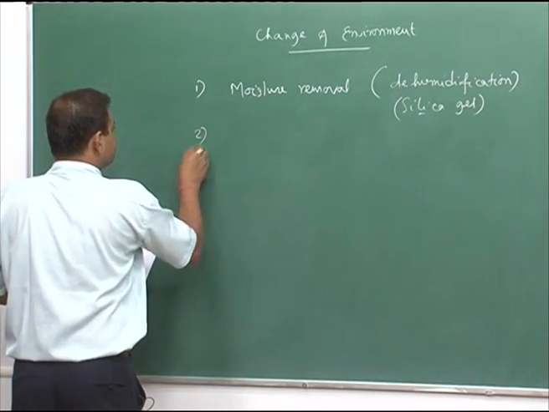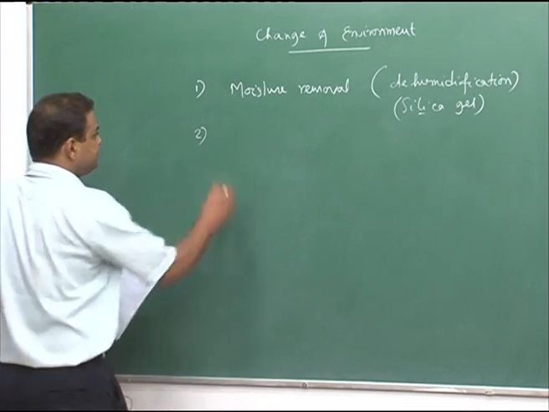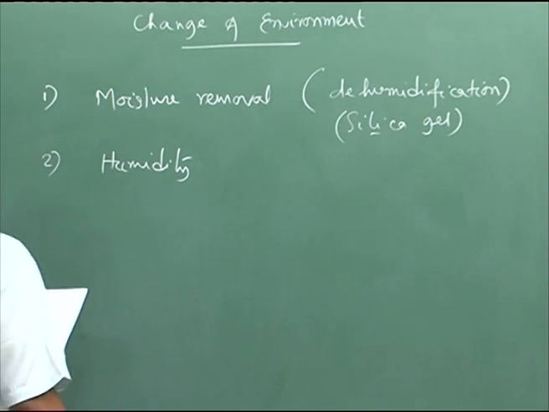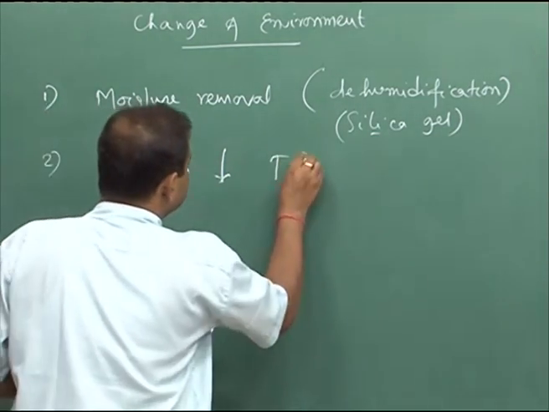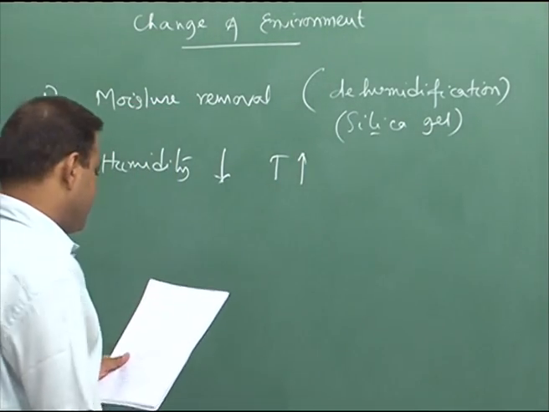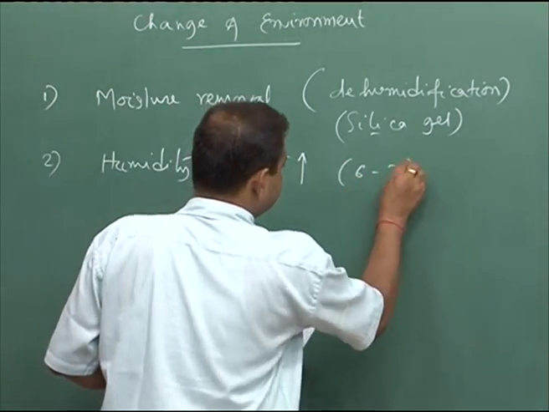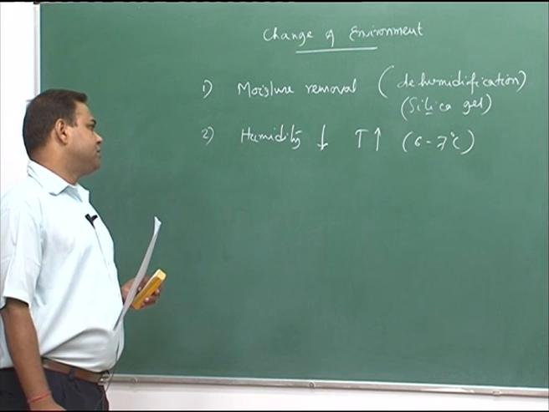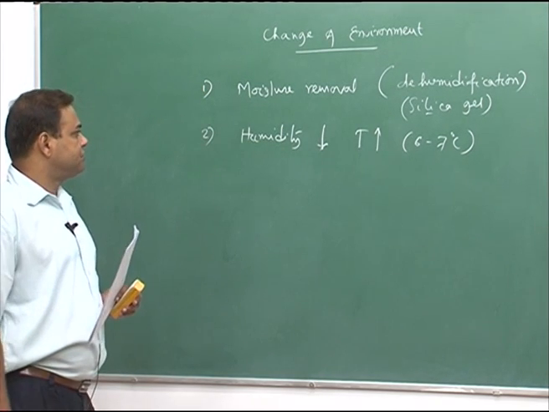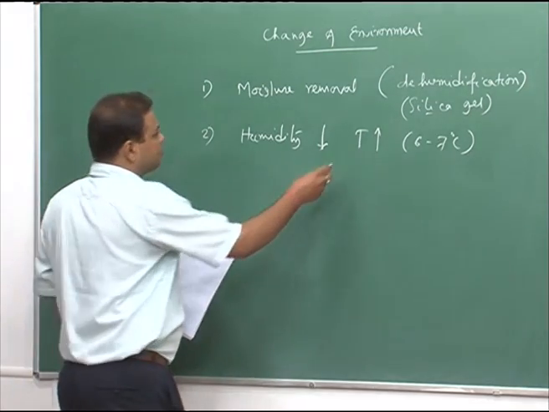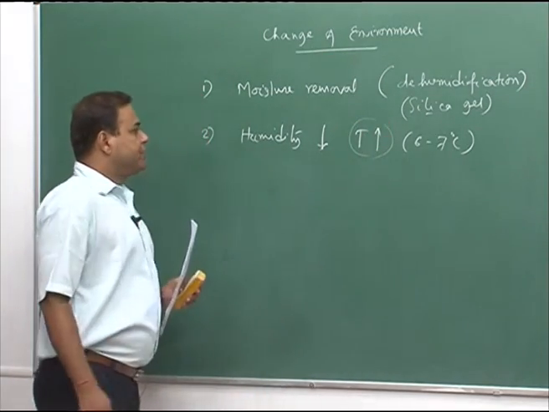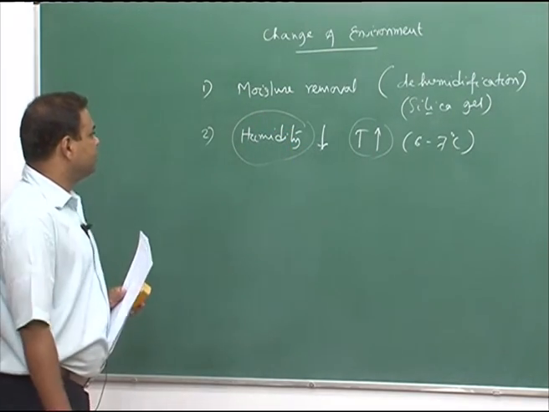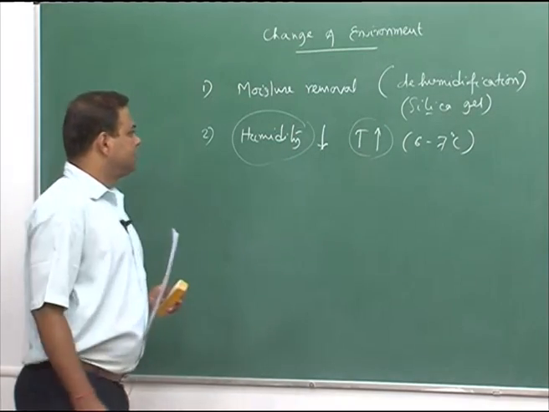Then we can also decrease the humidity. Humidity we can decrease by increasing the temperature by around 6 to 7 degree Celsius. Though with the increase in temperature, generally the corrosion rate increases, but the increase in corrosion rate will be superseded by the decrease in corrosion rate due to the lowering of humidity. So, this is another way.